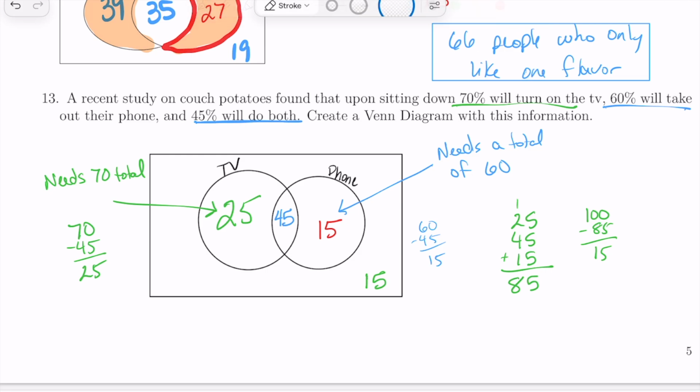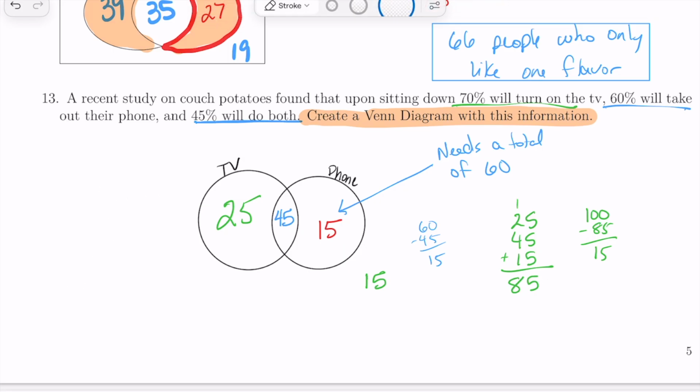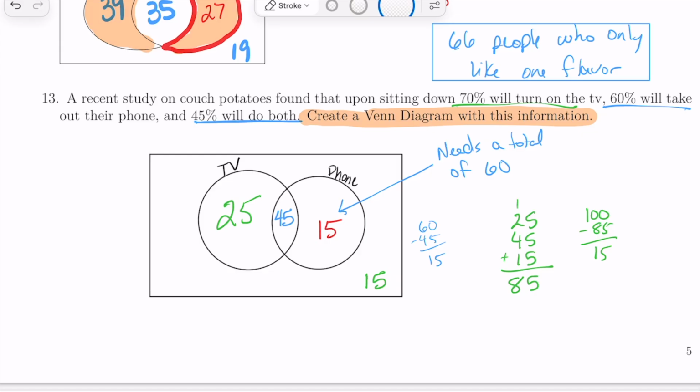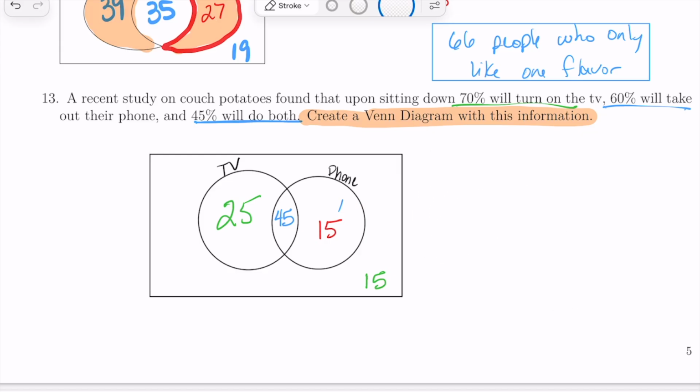The question actually just says, create a Venn diagram for this information, and we have. We've created a very clear Venn diagram. And we're done. That's it. So let's make sure we do understand what our Venn diagram is saying, though.